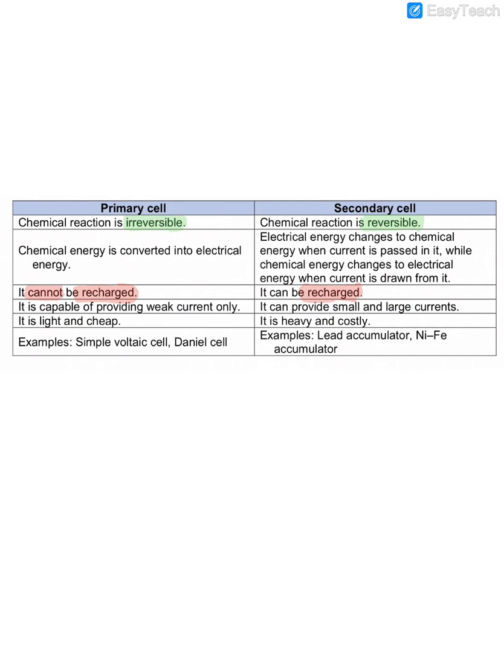Okay. The next point of difference is, in a primary cell you can convert chemical energy into what? Electrical energy. In a secondary cell, what can we do? We can convert electrical into chemical, chemical into electrical, and so on, whenever you want to convert. So here both conversions are possible. You see, electrical into chemical, and again chemical energy into electrical. So it is possible both ways.